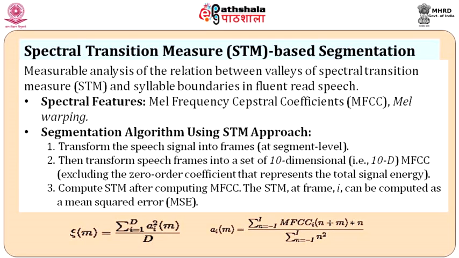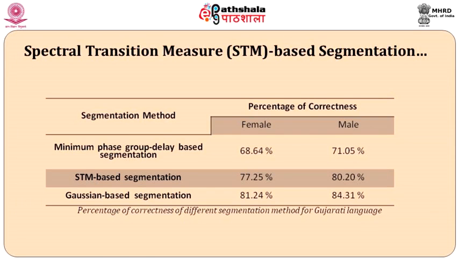Another approach is spectral transition measure-based segmentation, where we will describe spectral features and the segmentation algorithm using the STM approach, and summarize the STM-based segmentation. The spectral variation is very useful to detect syllable boundaries. In addition, most neurons in the auditory cortex have been found to respond poorly to steady-state stimuli and better to transitional stimuli, indicating a key motivation for using STM to detect syllable boundaries.